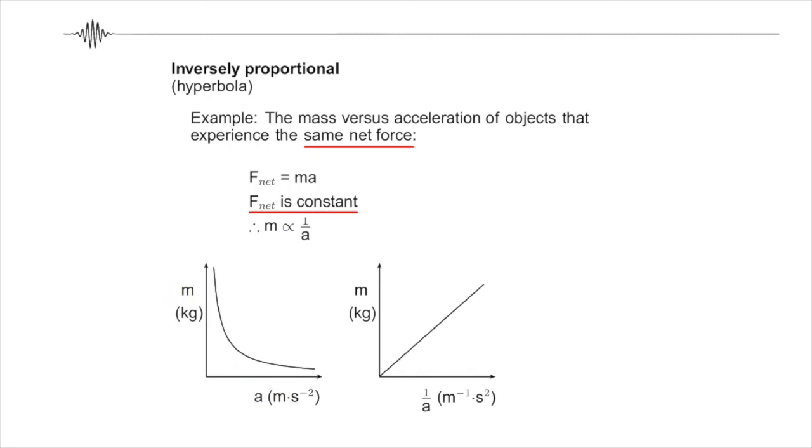But we may choose to put 1 over A on that axis. If we put the 1 over A on the axis, then M is directly proportional to that axis, and then we get a straight line through the origin.